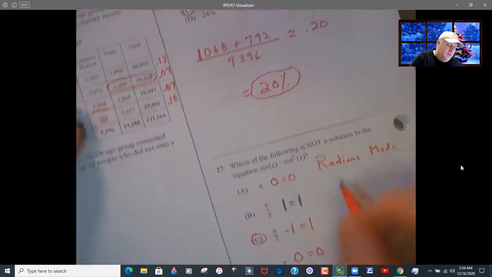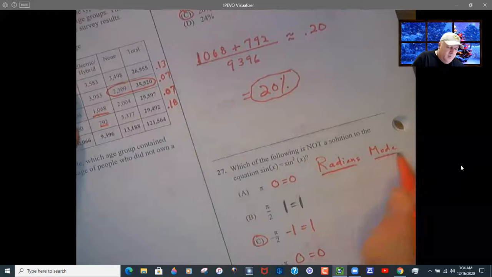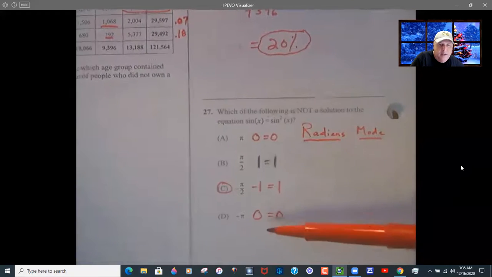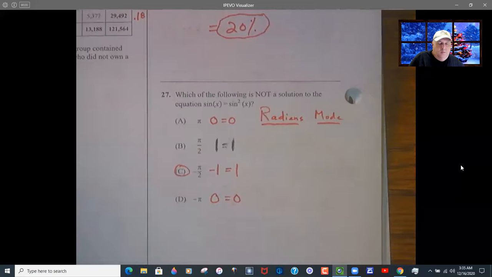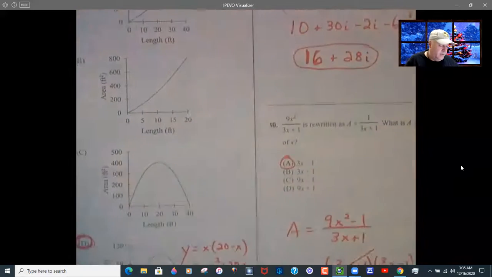But the trick here is this. So how do you know? Well, these are angle measures. You've got to have a little knowledge of trig. And so they're in radians and not degrees. But for the most part, you'll need your calculator in degrees.